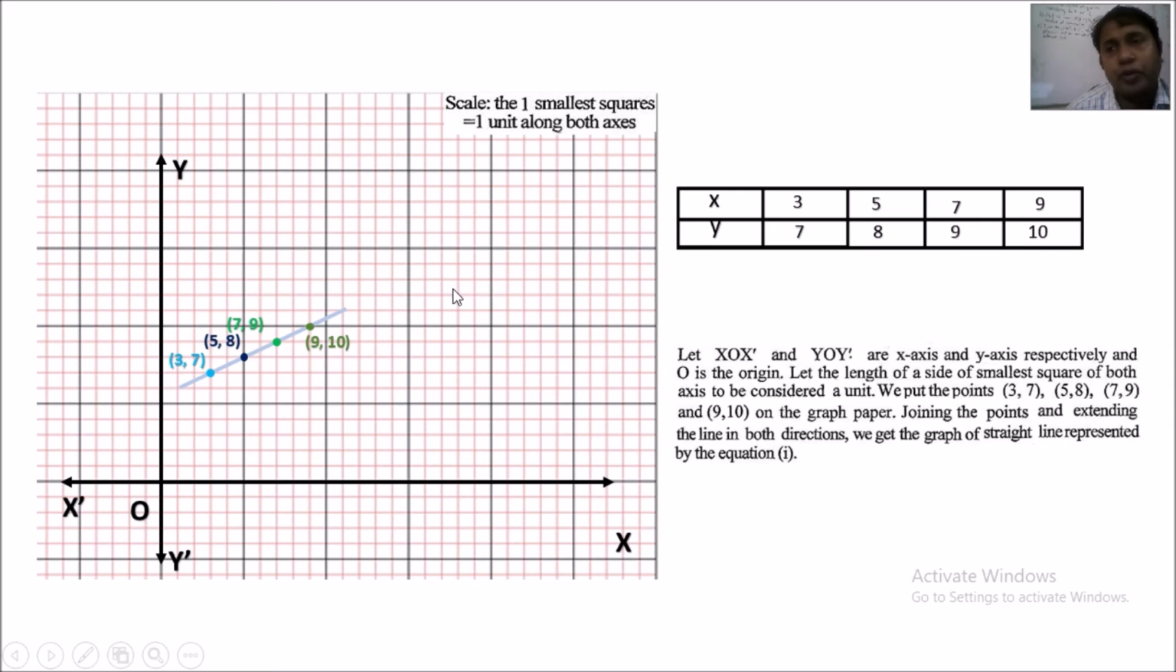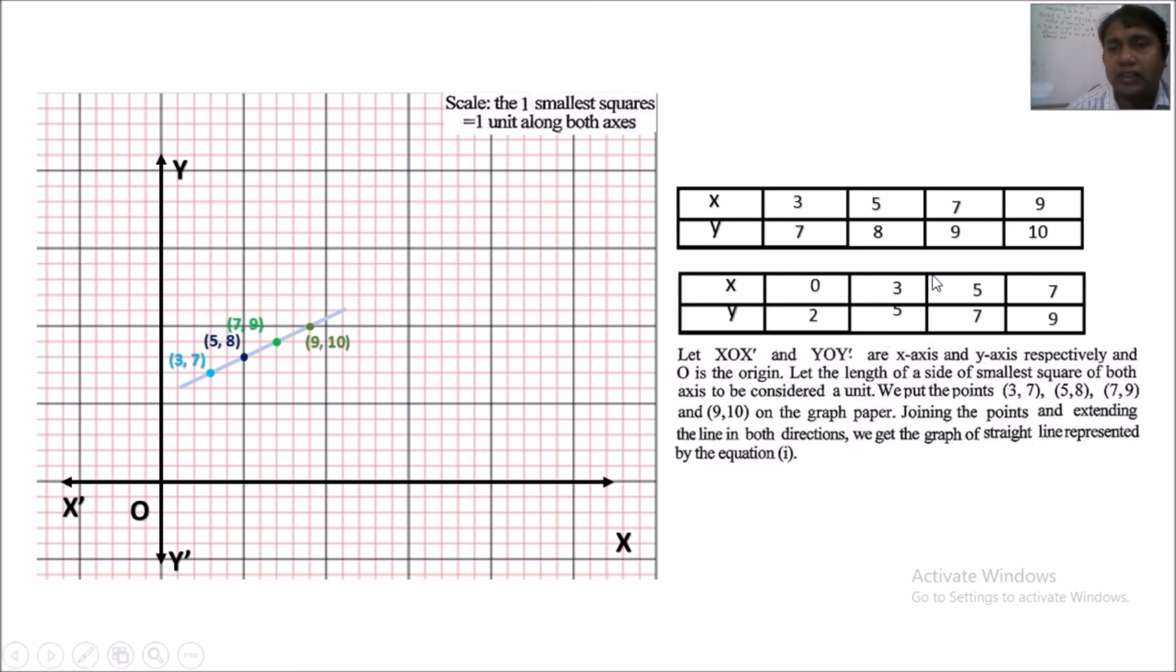Now we are going to plot the second table of the second equation. You can see that first we are going to put 0, 2. So 0, 2: here x value is 0, so it will not move right or left, it will be fixed here. And y is 2, 1, 2. Here is 0, 2. You can see it in yellow color. Then 3, 5. So x value 3 and y is 5. Here is 5. So this one is 3, 5.